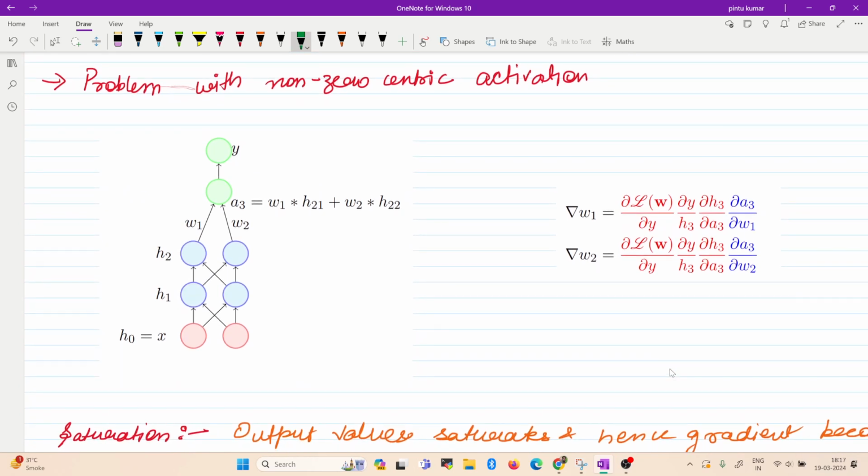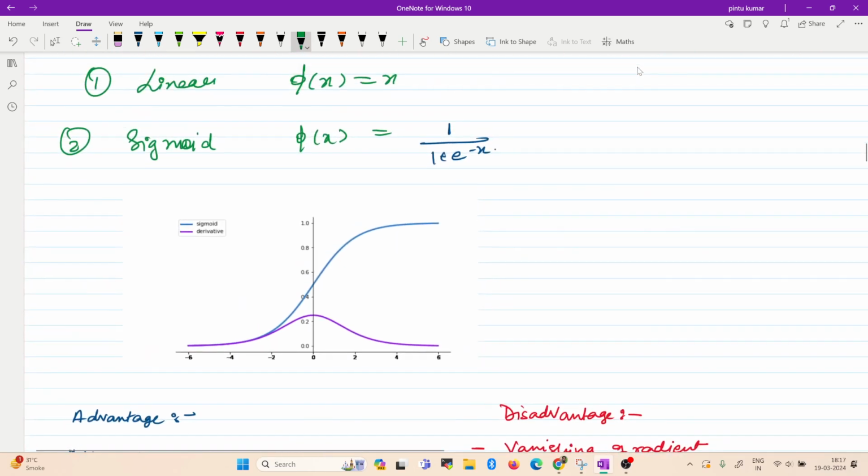Okay. So there is one more common term that people use when they want to decide what kind of activation function they should use. The term is called non-zero centric activation function. For example, if you look at this sigmoid function, it takes values between 0 to 1, right? And definitely the values that it takes are not centered around 0. So the range of this function is 0 to 1.